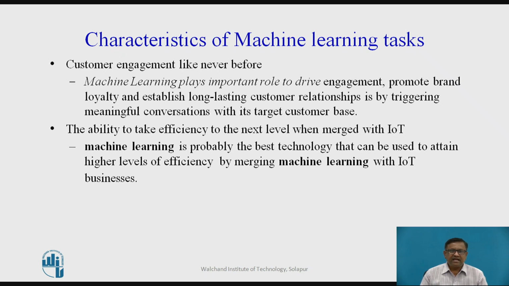And next is the ability to take efficiency to the next level when merged with IoT. So if IoT and machine learning come together, production and analysis of the business become very easy. Machine learning is probably the best technology that can be used to attain higher levels of efficiency by merging machine learning with IoT businesses.